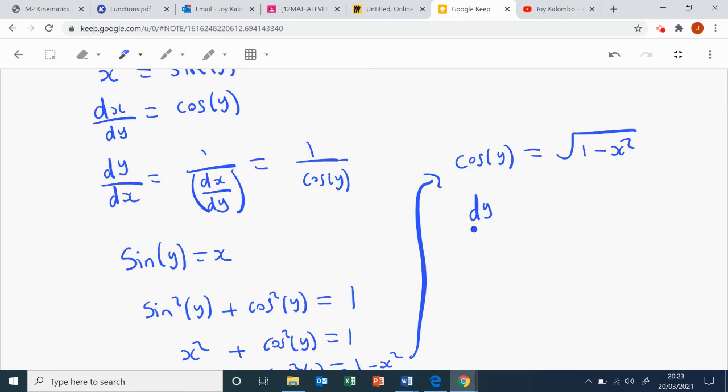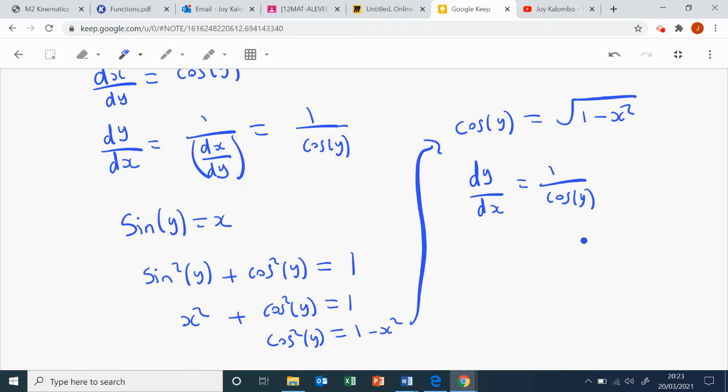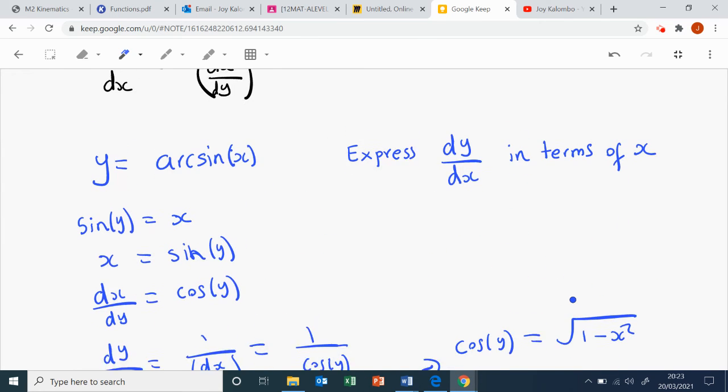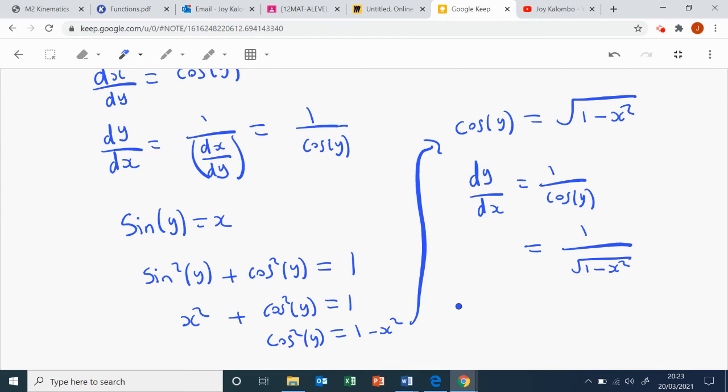So where we had that dy/dx was equal to 1 over cos y, well, dy/dx is in actual fact 1 over the square root of 1 minus x squared. So that's our final answer. So the derivative of arc sine of x is in actual fact 1 over the square root of 1 minus x squared.